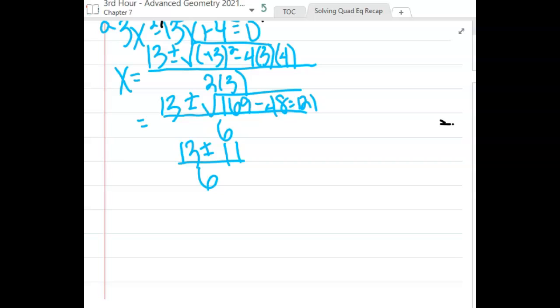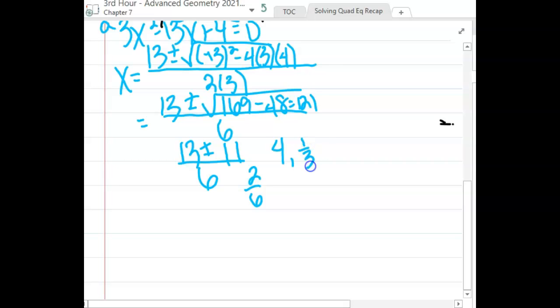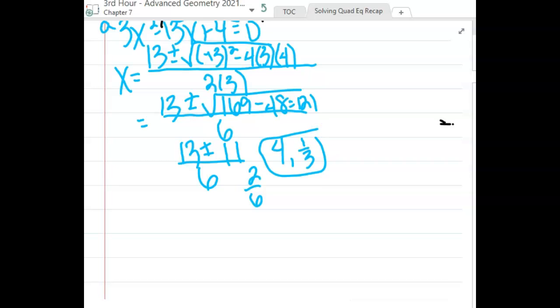And for your two answers, 13 plus 11 is 24. Divided by 6, you get 4. 13 minus 11 is 2. When you get 2 over 6, it would be best just to reduce this as a fraction, and you get 1/3.